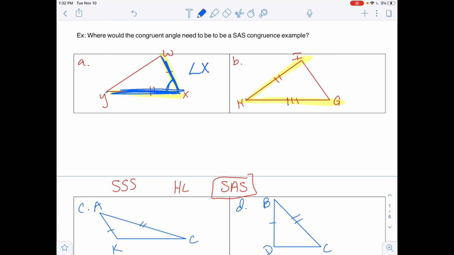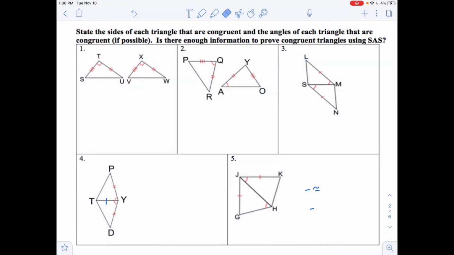Same idea for letter B. I've got HI and HG. If I bridge the gap between those two, it would be H. Or if I'm looking at the intersection of HI and HG, that's at H. This is where my two sides touch, so that's going to be my included angle.